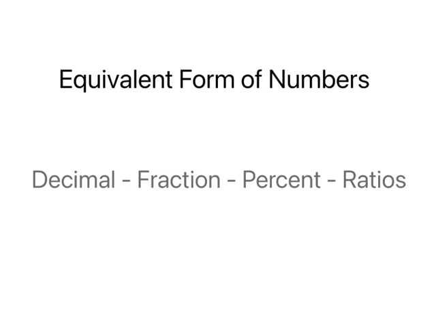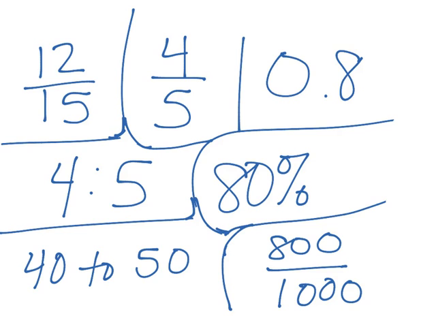Let's talk through some equivalent forms of numbers. So we're talking about fractions, decimals, percents, just different types of ratios. So first things first, when you look at this busy screen, all of these are equal, right?